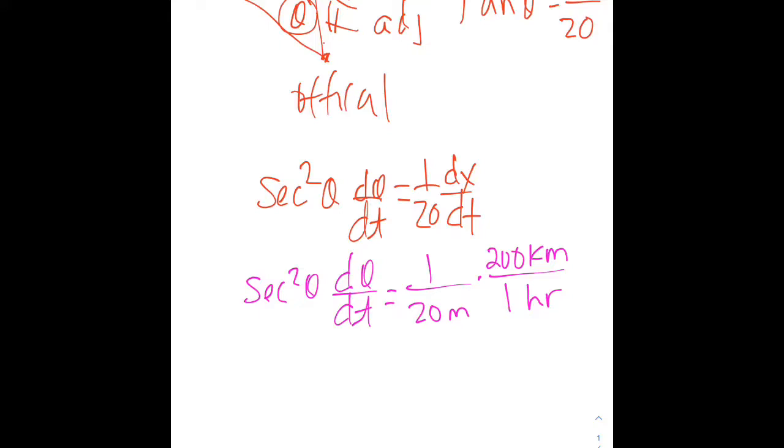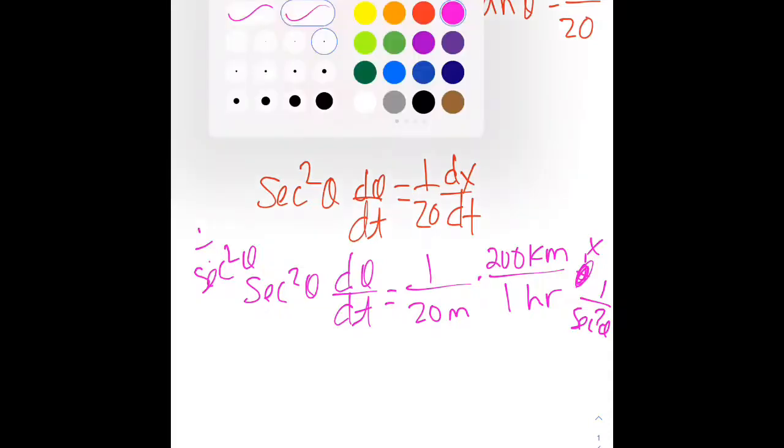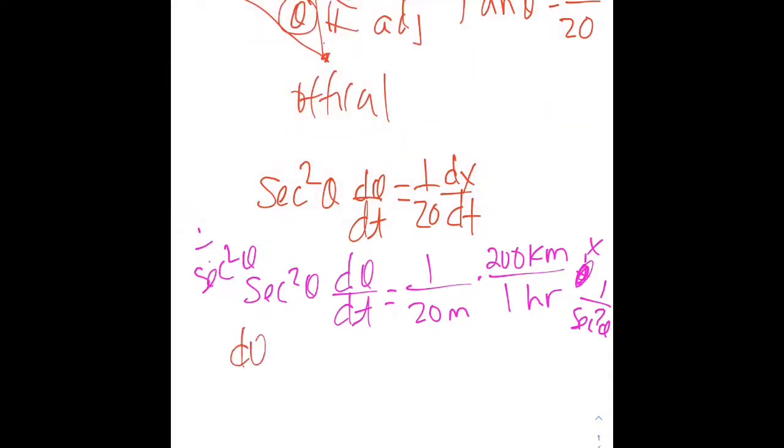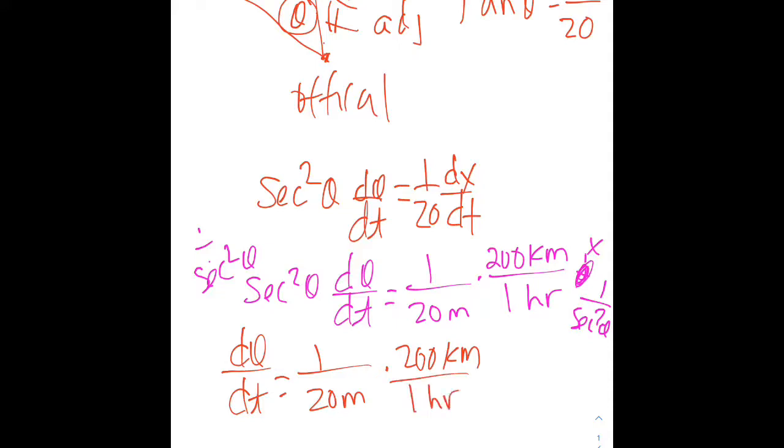So if I want to solve for d theta/dt, you have to divide by the secant squared of theta. But when I divide by the secant squared of theta, can't I represent that as multiplying by 1 over the secant of theta? So I can say that d theta/dt is equal to 1 over 20 meters times 200 kilometers per 1 hour, and instead I can call this the cosine of theta.